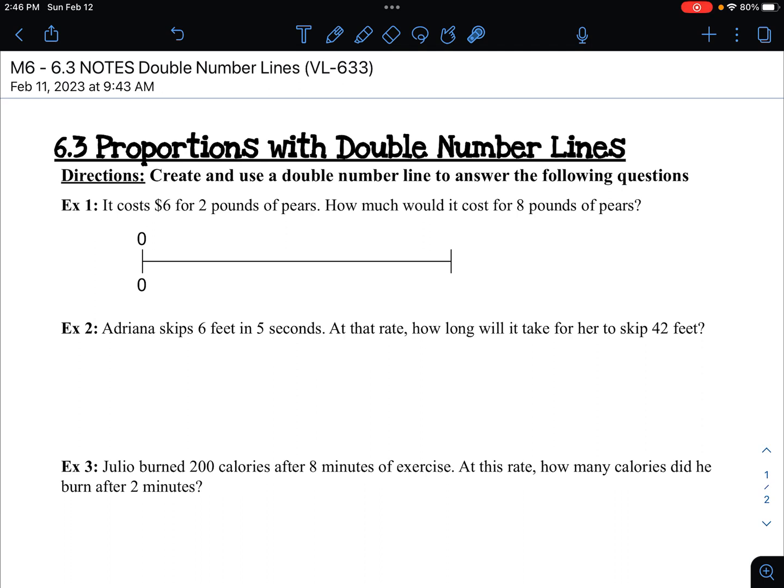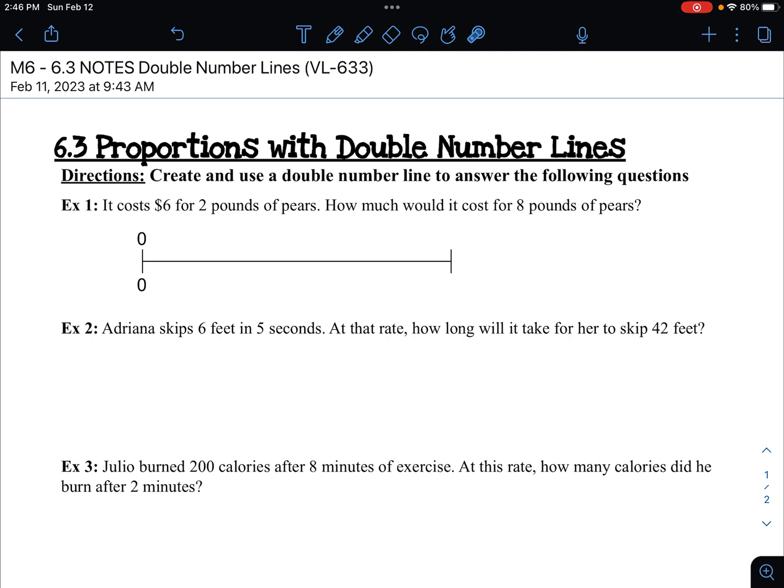So there are lots of ways. Well, let me start with the directions first. Create and use a double number line to answer the following questions. It costs $6 for 2 pounds of pears. How much would it cost for 8 pounds of pears? Now, you may be thinking, I already know the answer. That's great. There are lots of ways you can figure out how to do this.